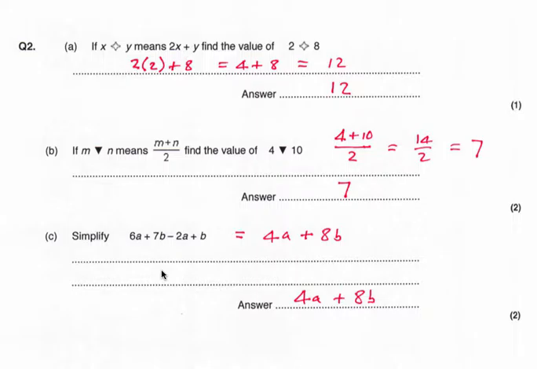Simplify 6a plus 7b minus 2a plus b. First collect the a's. 6a minus 2a is 4a. Now the b's. Plus 7b plus another b is plus 8b. Final answer, 4a plus 8b.